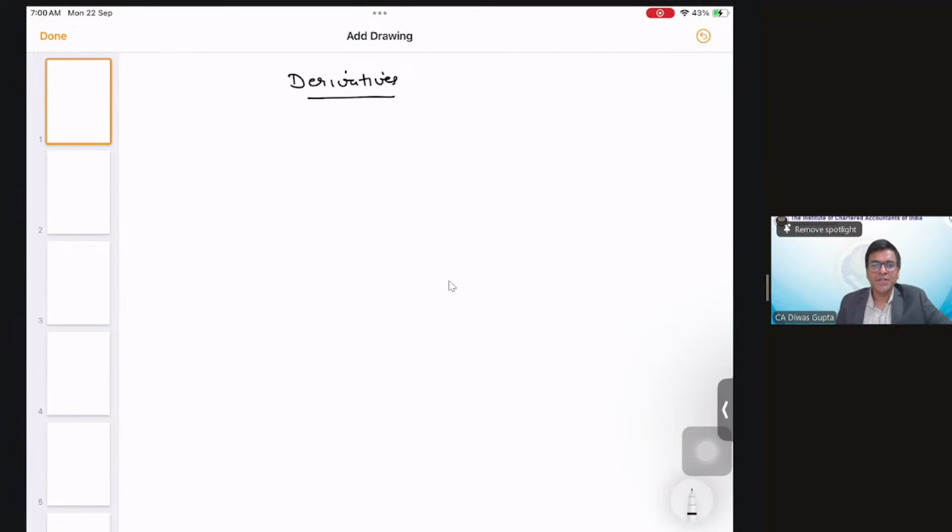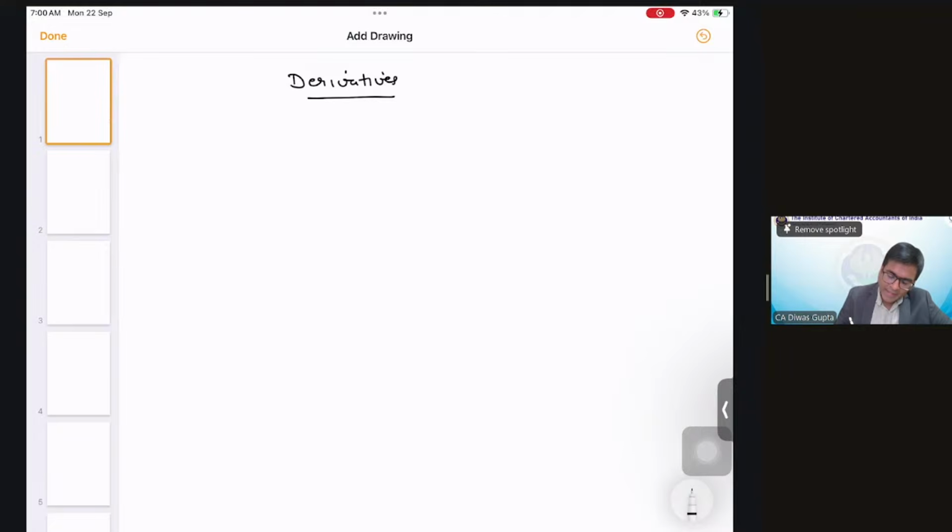My name is CA Divesh Gupta and today we will be discussing the topic of derivatives. So let's start with some basic understanding of derivatives. Then we will go through some questions and towards the end we will do some MCQs as well. Good morning. To start our discussion, we are taking an example of two different elements.